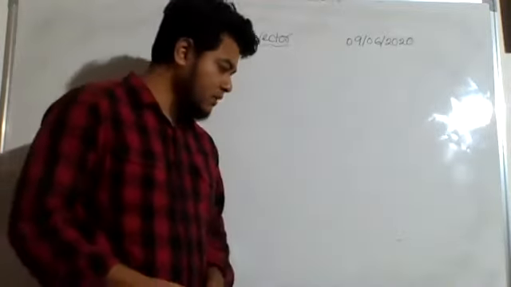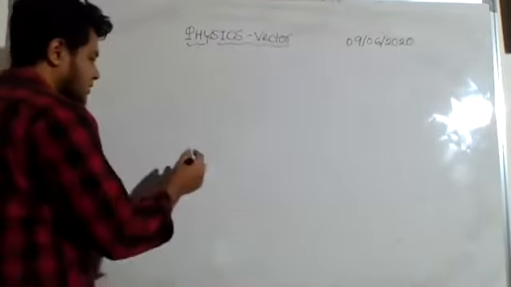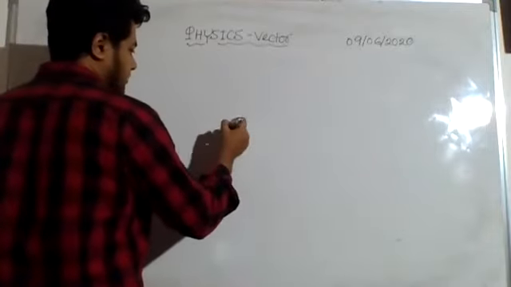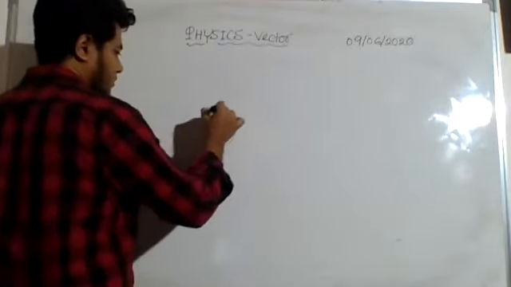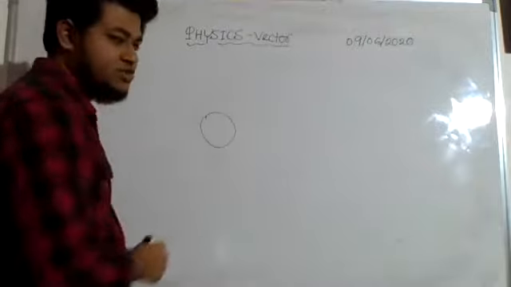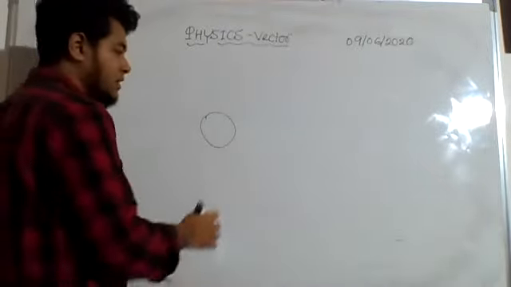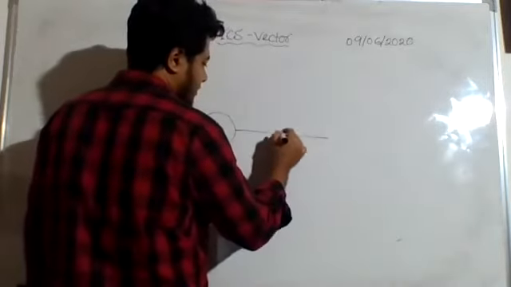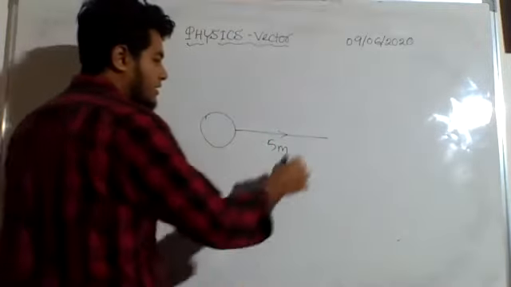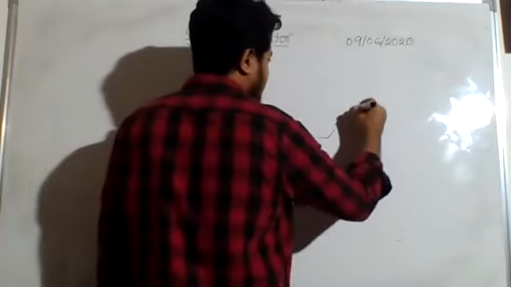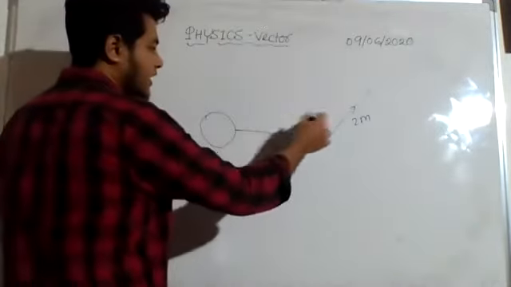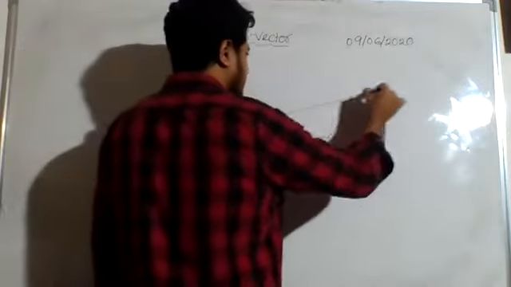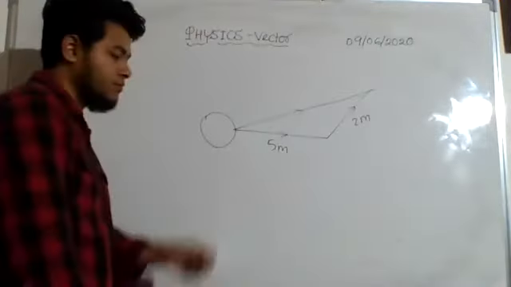Now let us say a body is initially at this position. Then I gave it a displacement of 5 meters in this direction, and then a 2-meter displacement in this direction. So if you add these two, the resultant is going to be this.